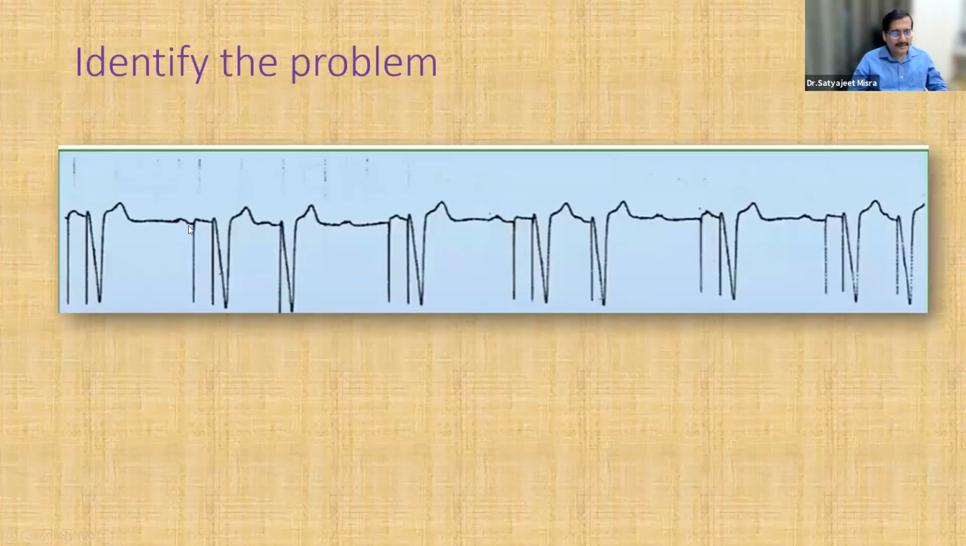Okay. So this again is under sensing. You can see that this is again the DDD mode, but even if there's a P wave here, still that leads to generation of a pacing spike for the atria. That means that it's not sensing the atrial P waves properly. So that's again a case of under sensing.